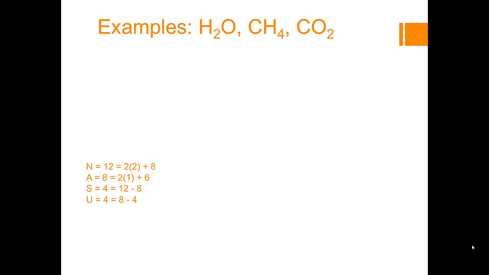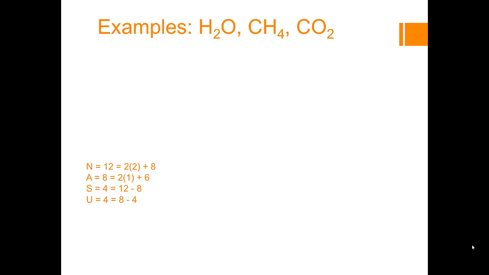For available, hydrogen only has 1 valence electron, so you have 2 times 1 plus the 6 from the oxygen. That's a total of 8. Shared is the difference between N and A, so 12 minus 8, which is equal to 4. And then U is the difference between A and S, so that's 8 minus 4, which is also 4. Okay, now what do you do with those numbers? We're primarily interested now in the shared number and the unshared number. The shared number gives us the total number of bonds. To figure out the number of bonds, you take the number of shared electrons, which is 4, and you divide it by 2, which gives me 2 bonds.